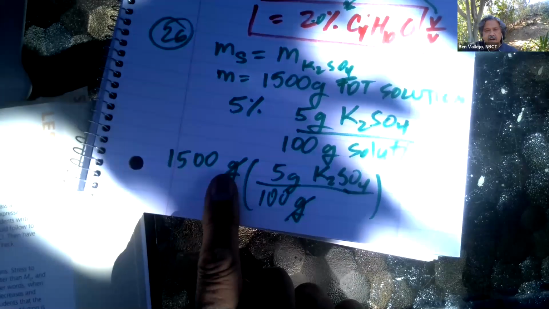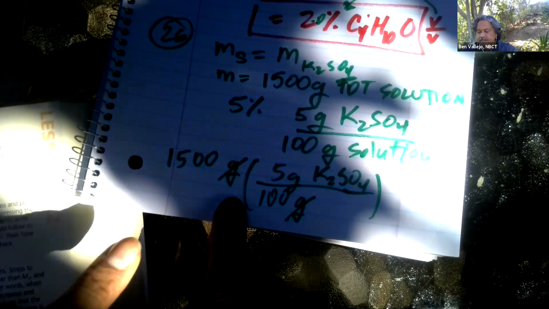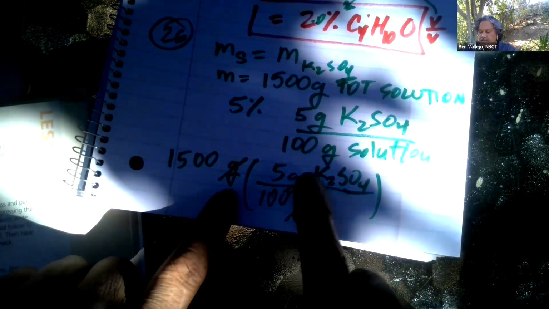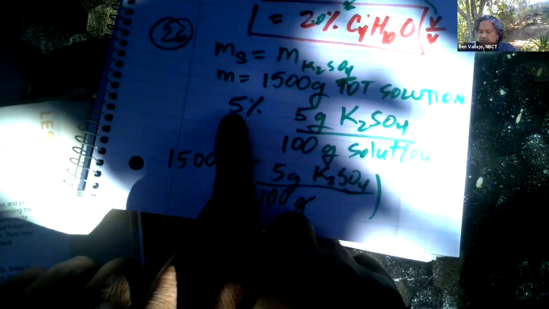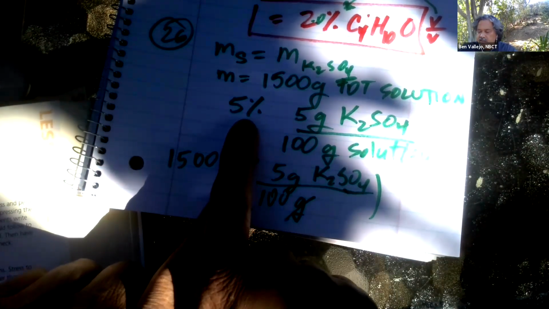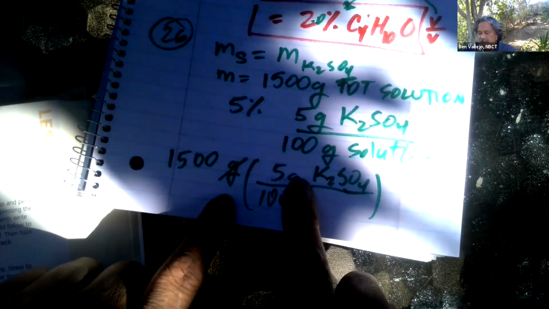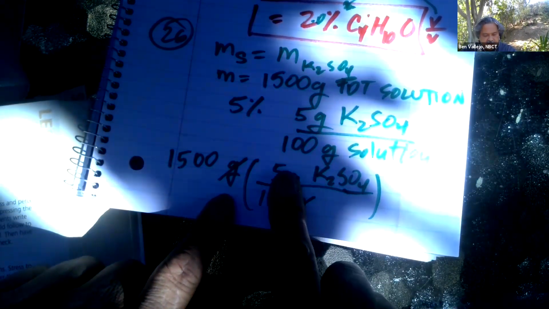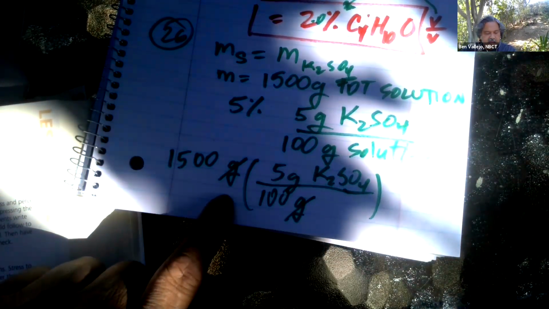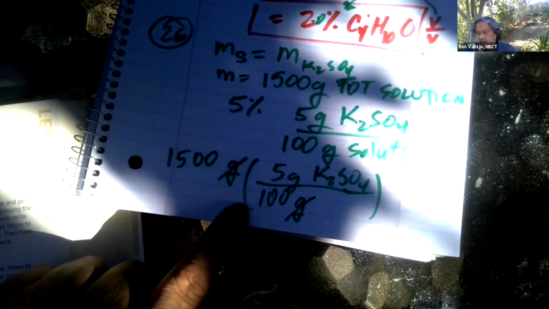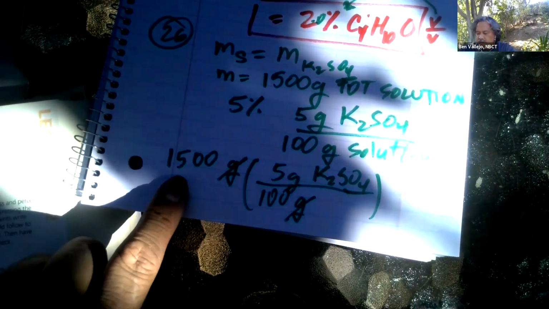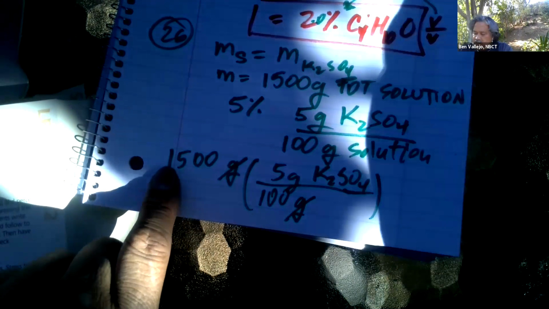You have 1,500 grams times this, which we got from the 5% solution. It's 5 into 100. So that's what that is, and that becomes a conversion factor for us. So we can calculate the percent by mass with the conversion factor here. So now we just need to multiply these things together.